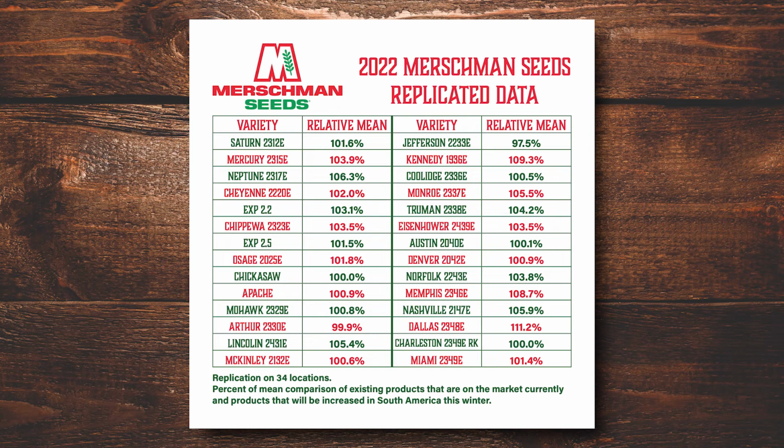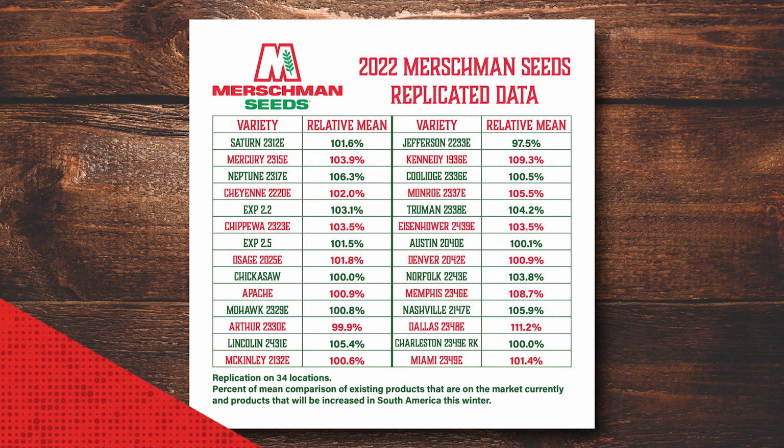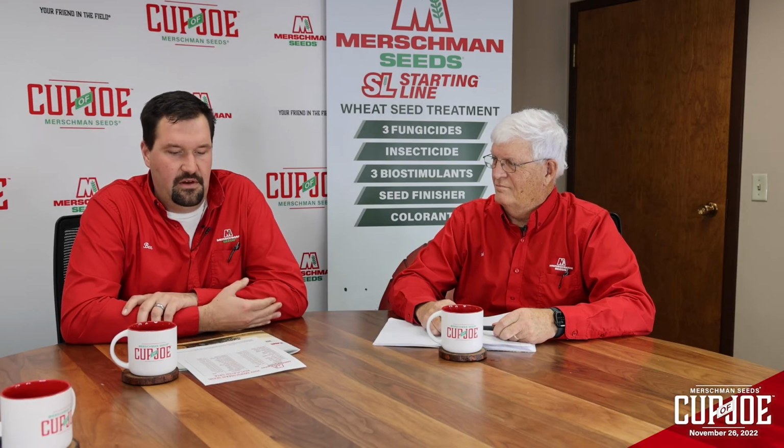As we get a little bit further into some of the new products for the Group 4s, the new Memphis is 108.7. Very, very sharp product. The old Nashville rolled in at 105.9, so we have a very solid Group 4 lineup. And to cap her off at the end, the Dallas is at 111.2%. It's insane. We have a very, very solid package.